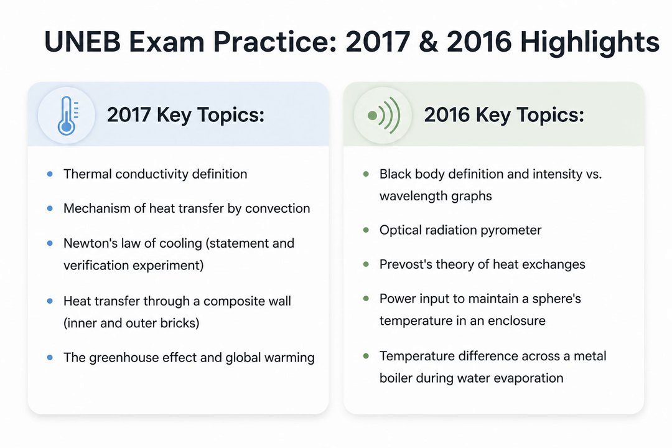Board, or UNEB. Let's look at the highlights from 2017 and 2016. In 2017, students were tested on defining thermal conductivity, explaining convection, and verifying Newton's law of cooling. They also had to calculate interface temperatures in a composite brick wall. The 2016 paper focused heavily on black body radiation, asking students to sketch intensity versus wavelength graphs, describe an optical radiation pyrometer, and apply Prevost's theory of heat exchanges to a metal sphere in an evacuated enclosure.